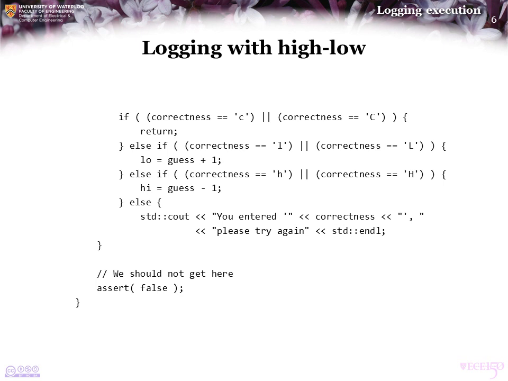Notice that we make allowances for the user having entered the wrong characters, in which case we do nothing and we just play again, and neither low nor high has changed, so the next guess should remain unchanged. At the bottom, we have an assertion that says we should never get here. Why? Because the only time we should ever return is if the user has entered either a lowercase or uppercase c, indicating the guess was correct.